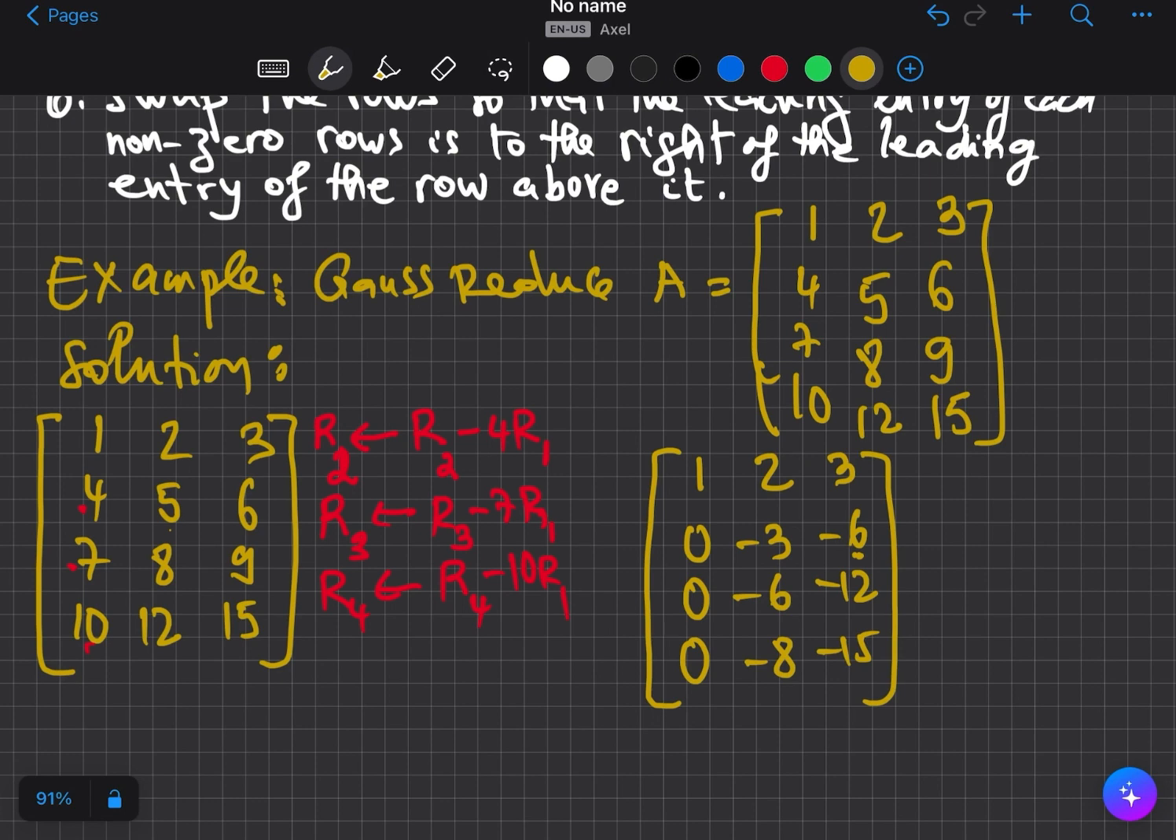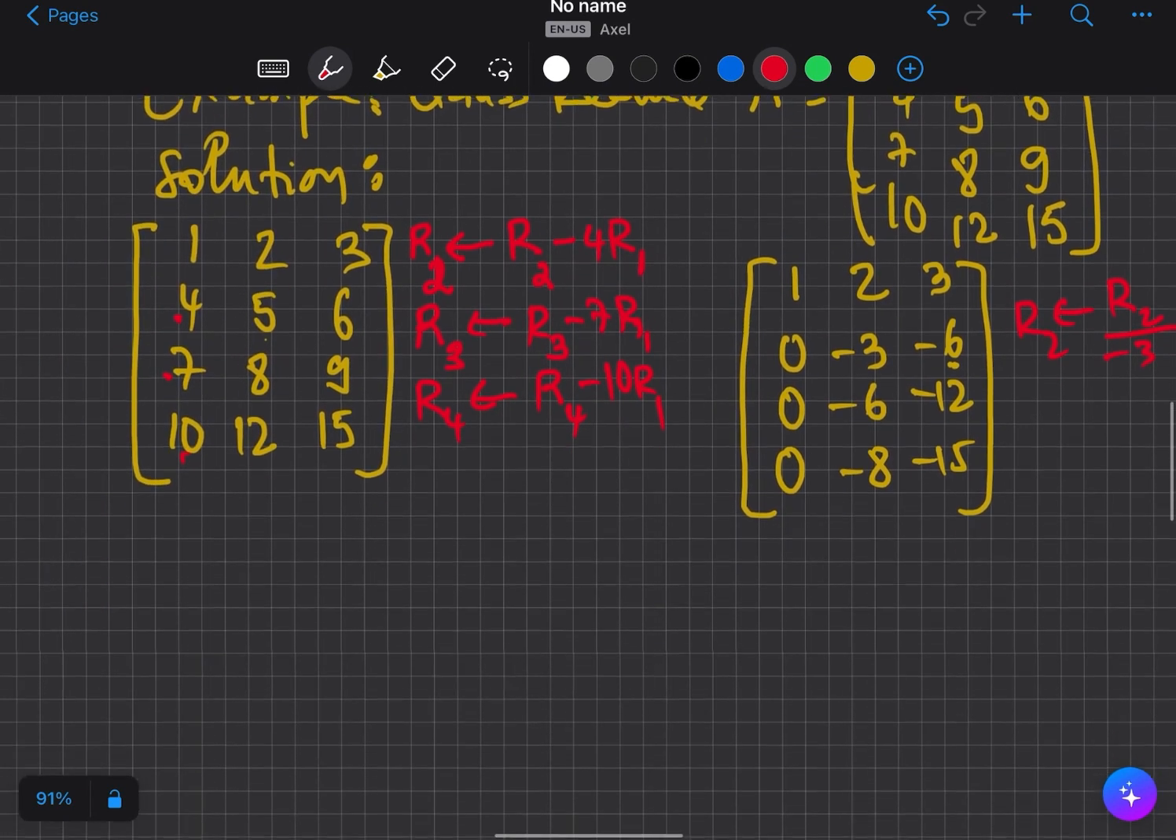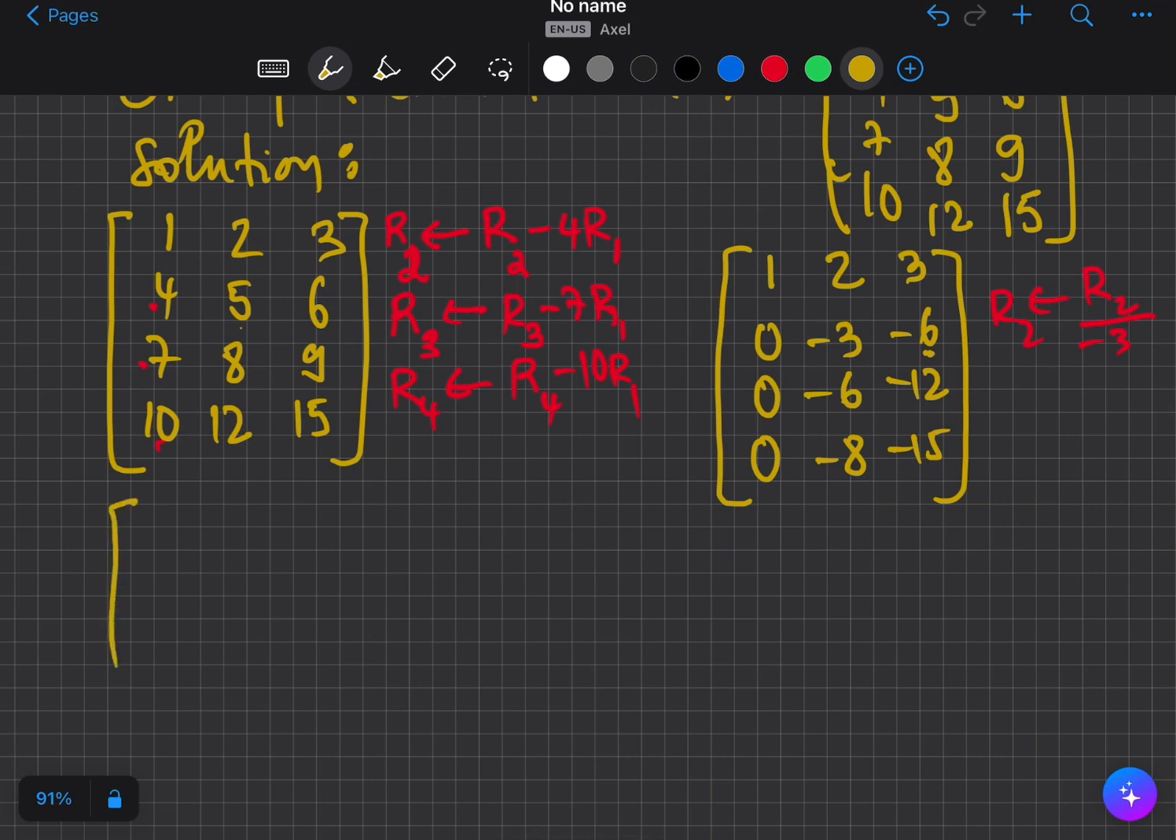Now, what I can do again is divide this to have a leading entry 1 here. So I will do R2 equals R2 divided by minus 3, which will give me a matrix of this shape: 1, 2, 3, 0, 1, 2, and I will have 0, minus 6, minus 12, 0, minus 8, minus 15.